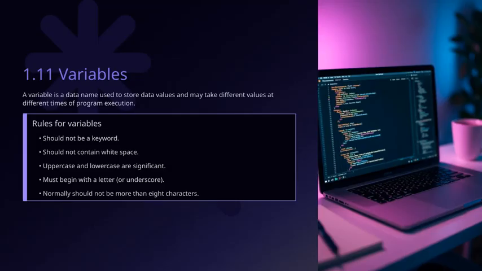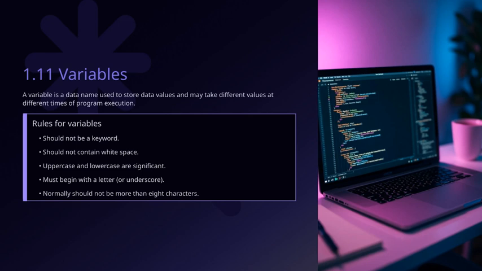Let's talk about variables. A variable is essentially a data name used to store data values, and what's important is that it can hold different values at different times during the execution of a program. It's like a container that can change what it holds as your program runs.